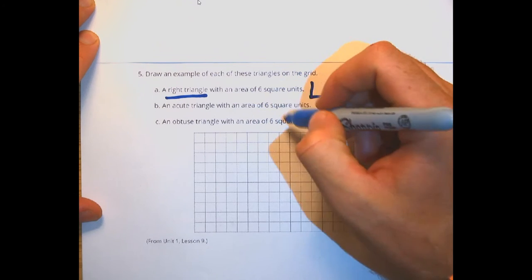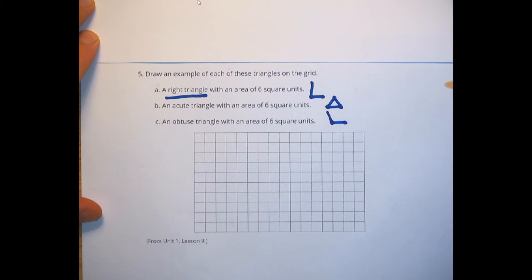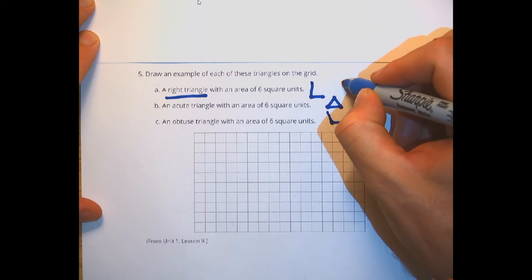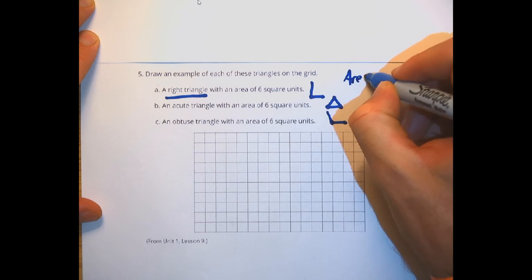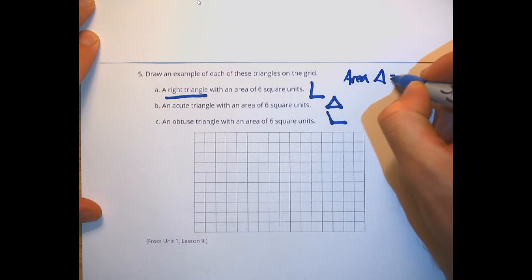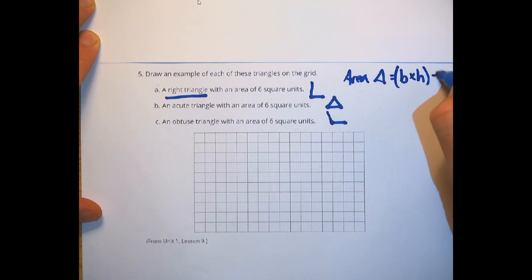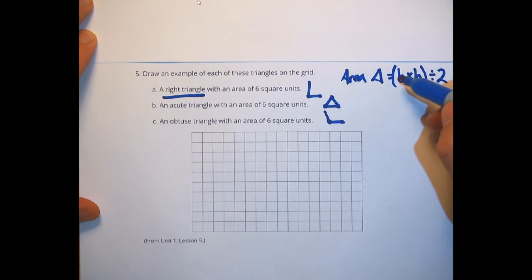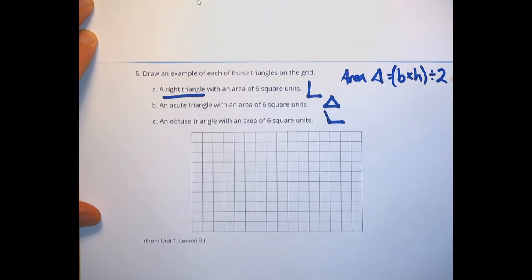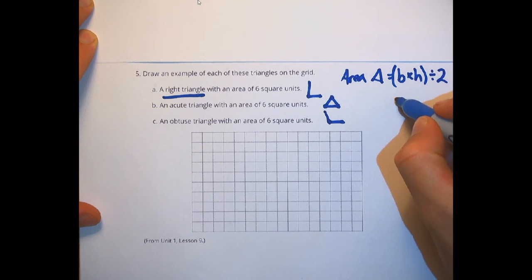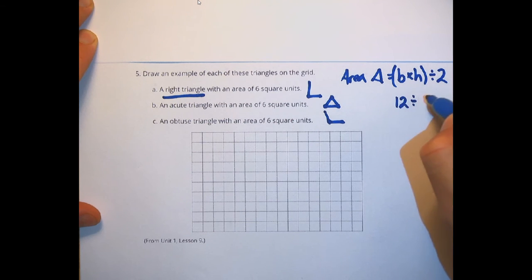And it needs to have an area of 6. All of them need to have an area of 6. We know for triangles, area of a triangle equals base times height divided by 2. So what times what divided by 2 equals 6? I know that 12 divided by 2 equals 6. So what times what equals 12?